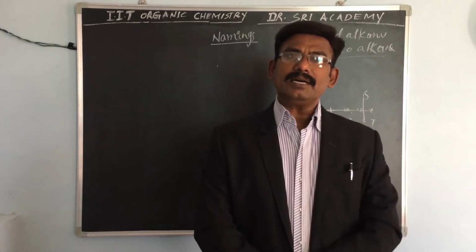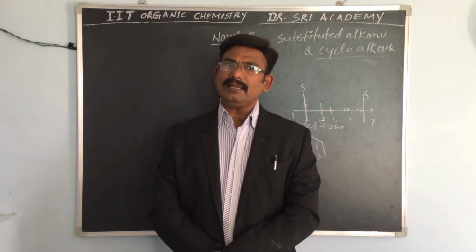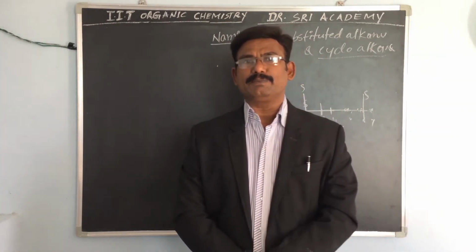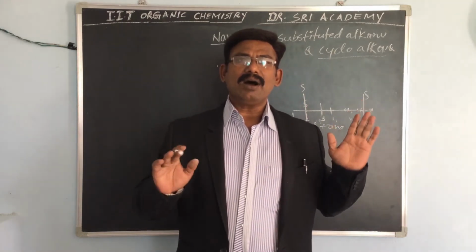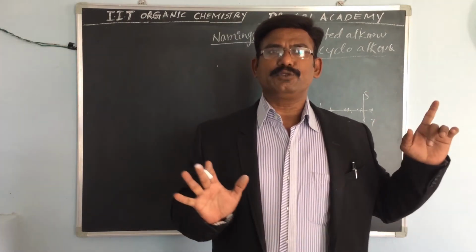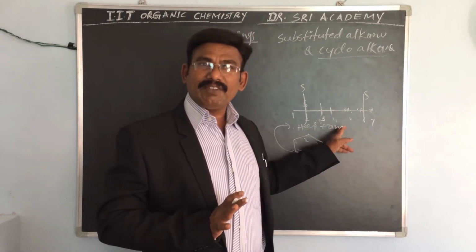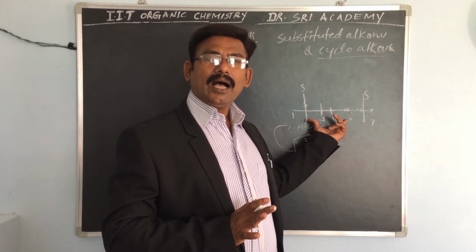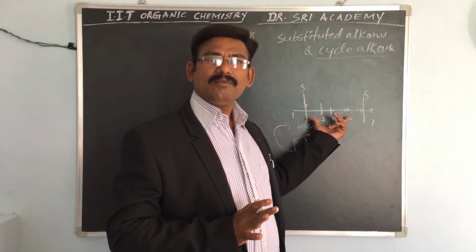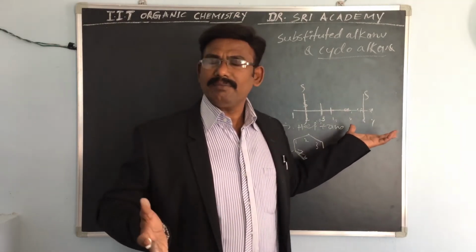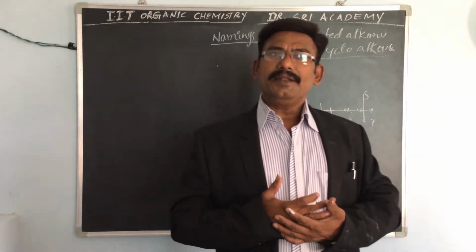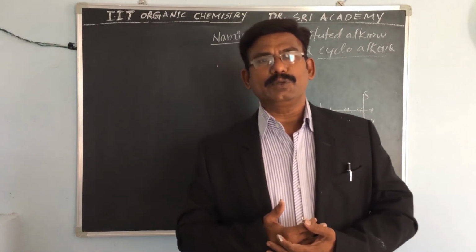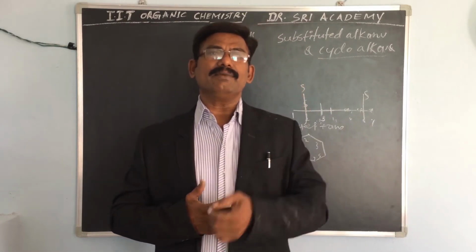Number the chain in the direction such that the position number of the first substituent is the smaller number. If the first substituent has the same number from either end, then number so that the second substituent has the smaller number.